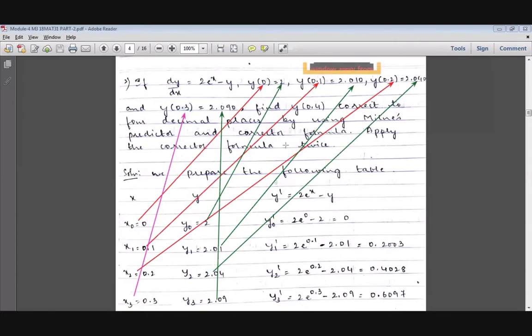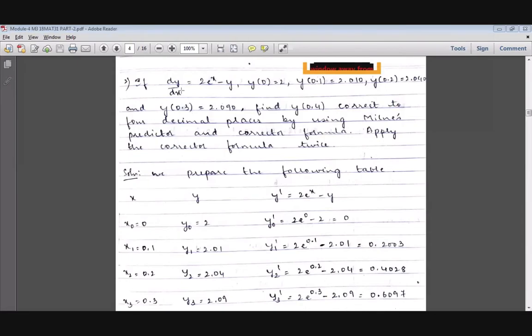Then we need to write y dash. Y dash is again this one, 2 e power x minus y. Calculate all this using the calculator. Y0 dash is equal to 2 e power x0 minus y0. E power x0 value is 0, so e power 0 minus 2, that is 2 minus 2, 0. Like this you calculate.